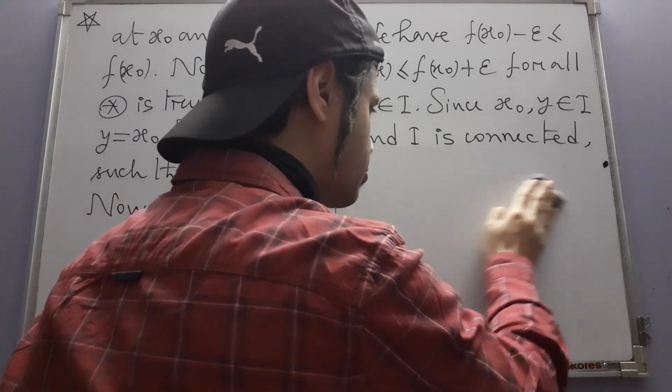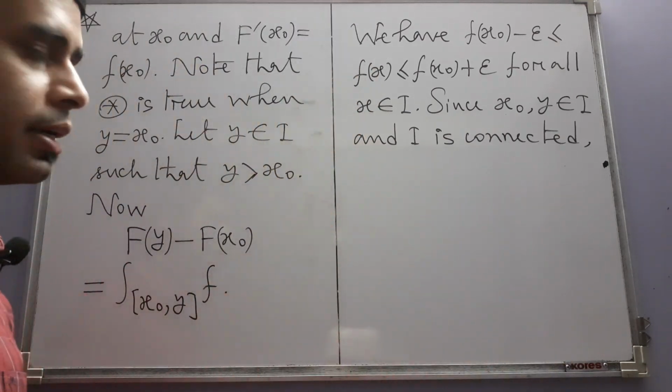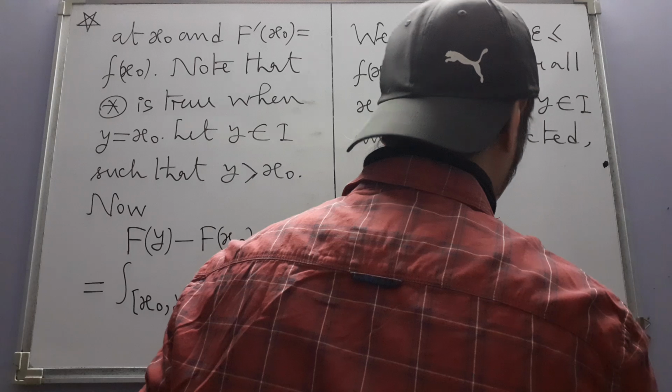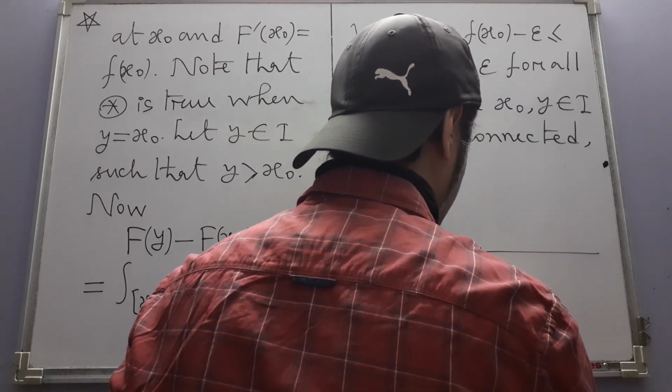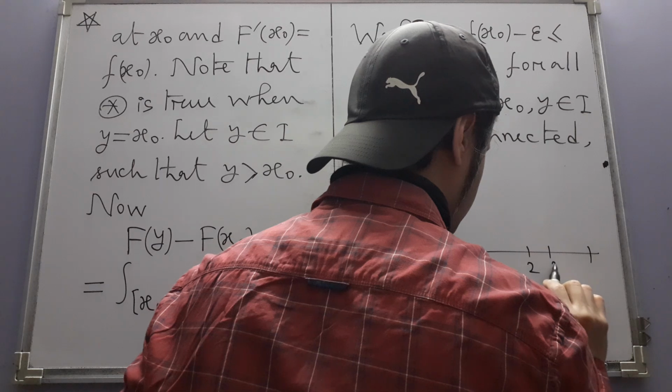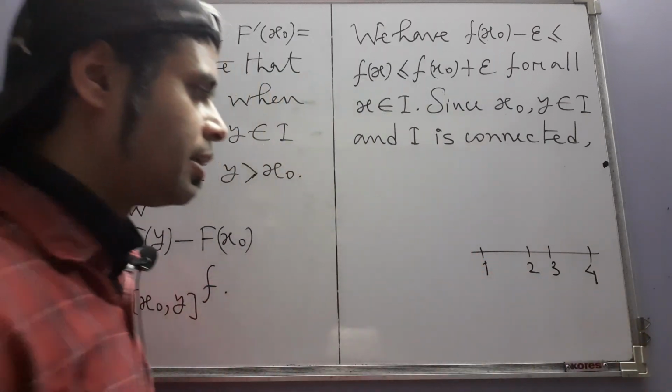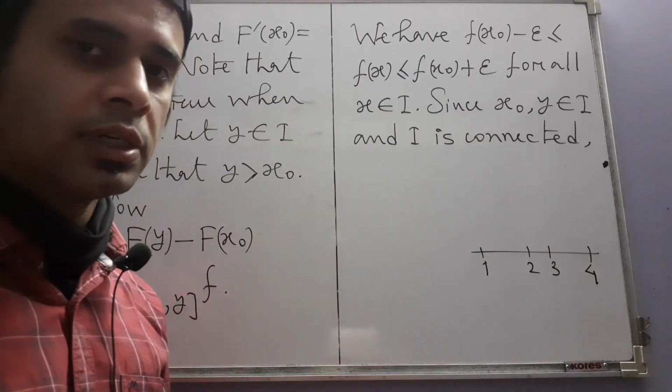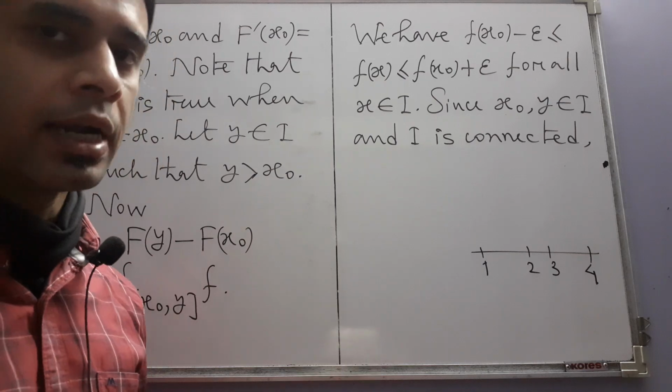This is not true when the set is disconnected. For example, let me just give you an example of that as well. Say you consider the union of these two closed intervals. This is not a connected set.